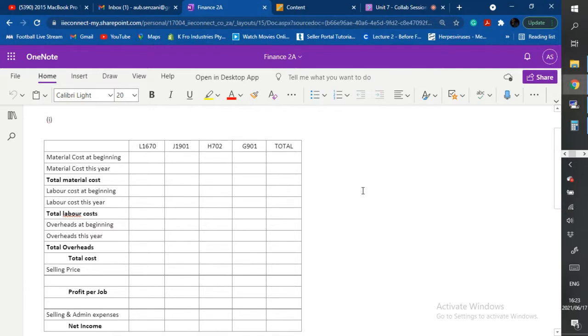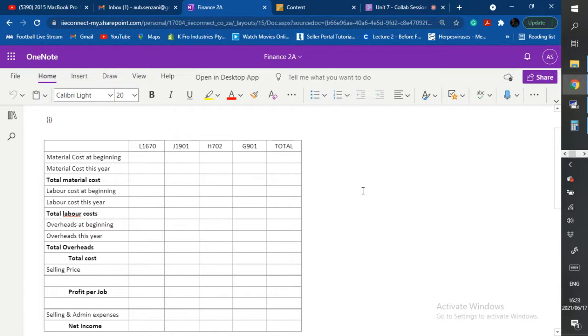L1670, we completed that one. J1901, so I'm ticking that off as well. Then H702, ticking that off, we completed it. And G901, we ticking that off, we completed it. So the only job that wasn't completed, right, was your B168. Okay, no problems. So let's start now.